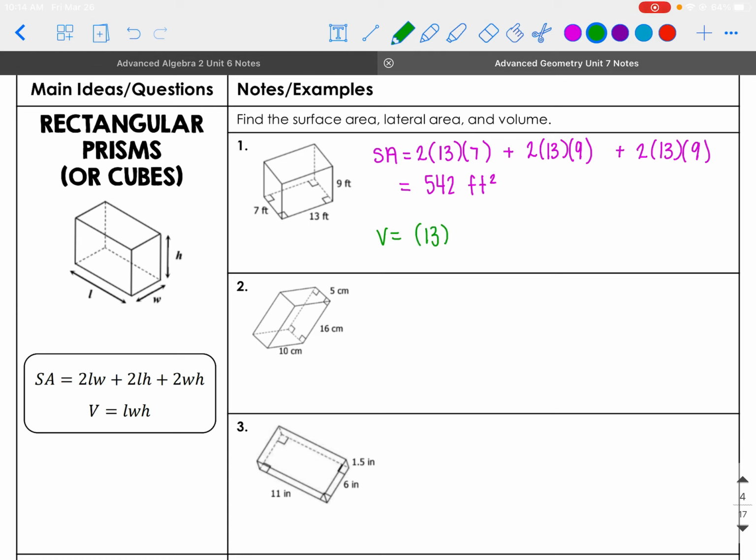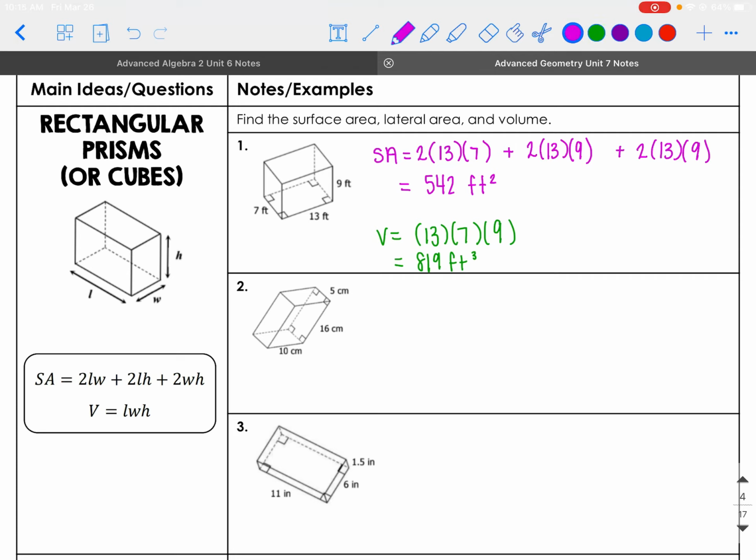Volume is length times width times height, which is 819 feet, and we use cubed, units cubed. This would be like if I had a box and I was filling it with water. Volume is all of the space inside of the shape.